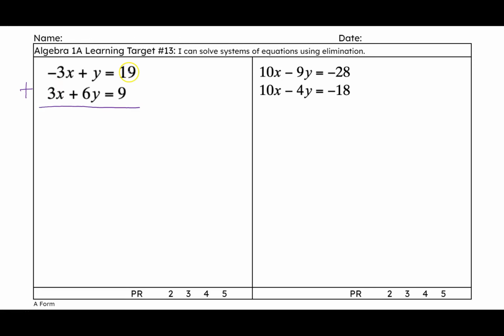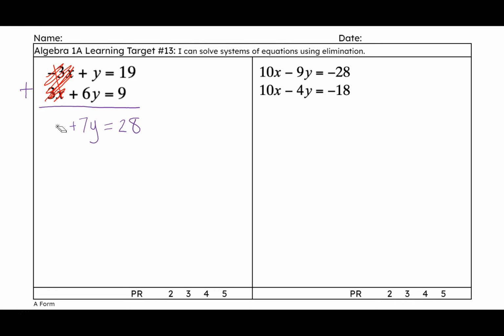All right, so I'm going to get 19 plus 9, which is 28. I'm going to get 1y plus 6 more y's, that's positive 7y. And I'm going to get negative 3x plus 3x. That is 0 x's, and that 0 is very important. I have no x's. They have been eliminated, because negative 3x and positive 3x are additive opposites. They cancel. Those are gone.